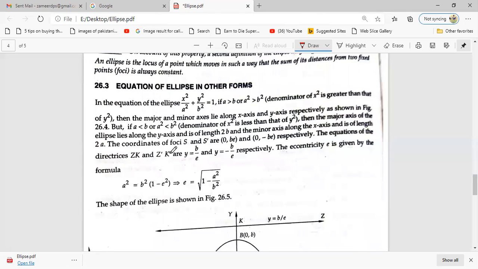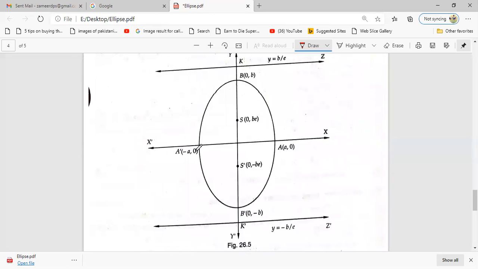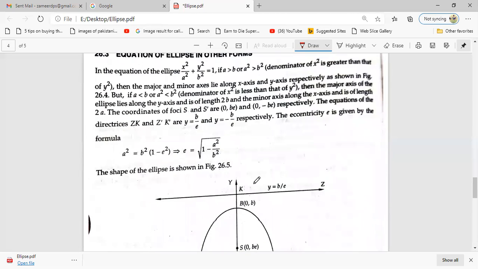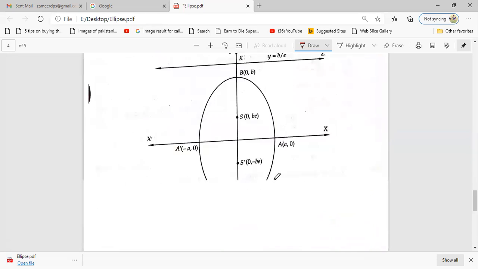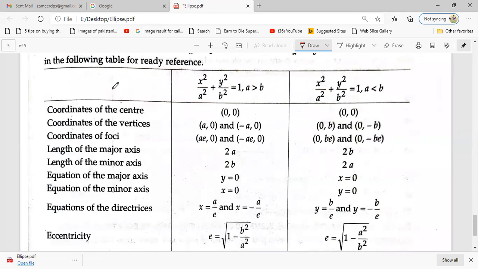So the equation of the ellipse we have seen, this relation we have seen. Now we have the vertical ellipse. Before going to the vertical ellipse, you can go through this table. This table is showing everything we have studied. The first one is the horizontal ellipse.